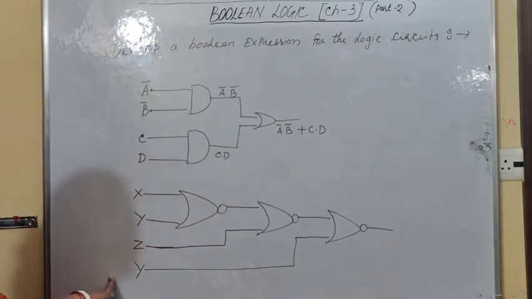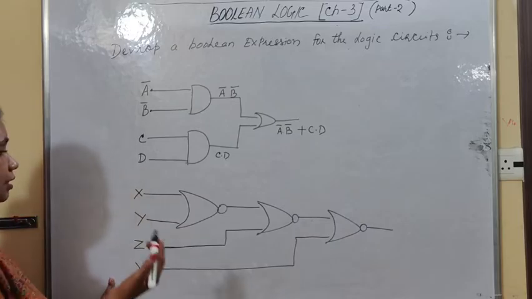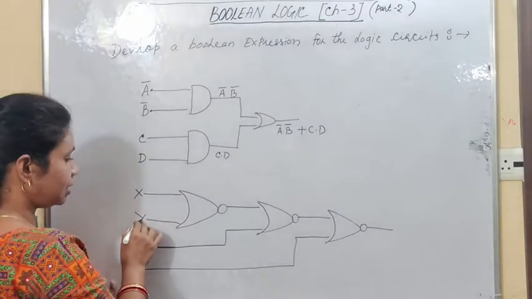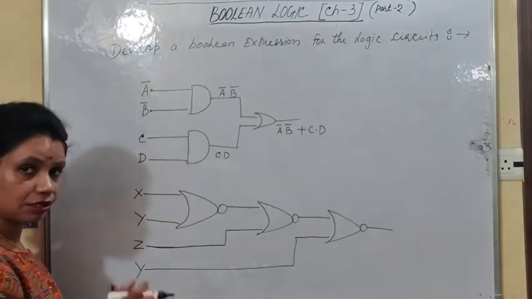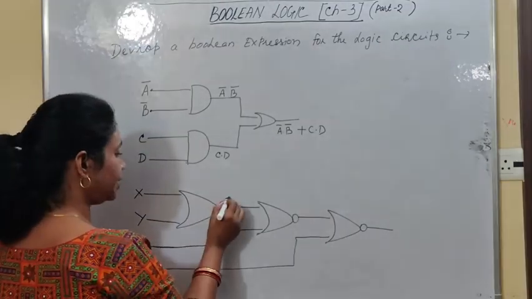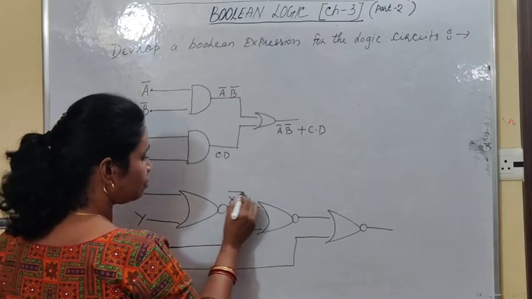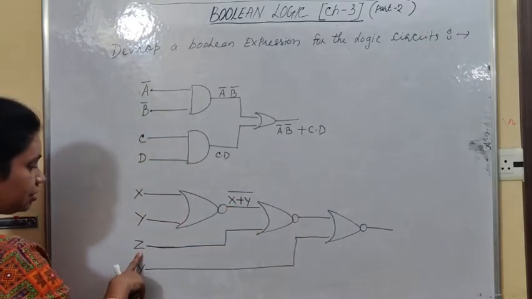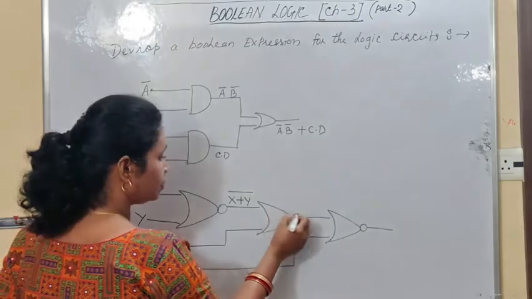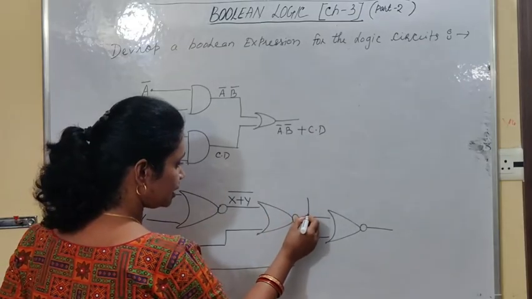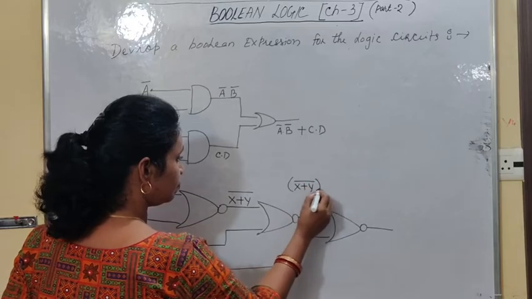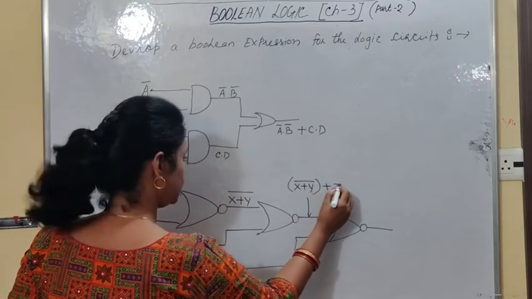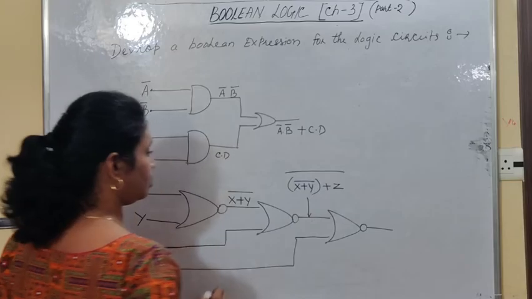Similarly, second logical diagram you have. Now it is very easy also. X signal, Y signal, and this one is known as NOR gate. Right students? Not OR gate. So here this is X plus Y, then whole bar. Now you see this one is your Z signal, and here what is the output of this? What is the name of this output? That is X plus Y whole bar plus Z, again one whole bar.